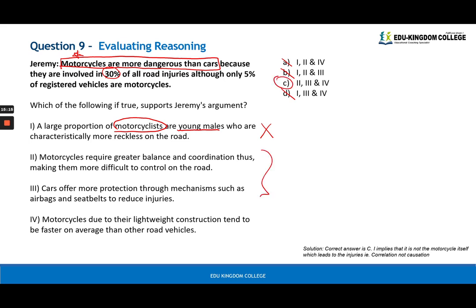Okay, please take a look at the next 3 and try and consider carefully how that links to this main argument that we have highlighted here.